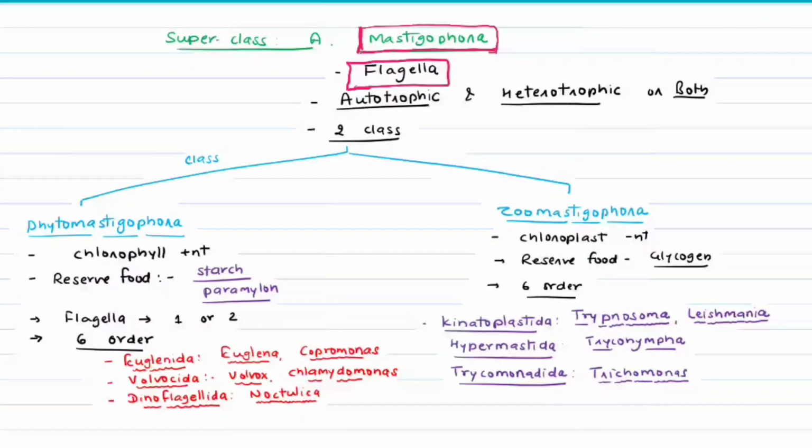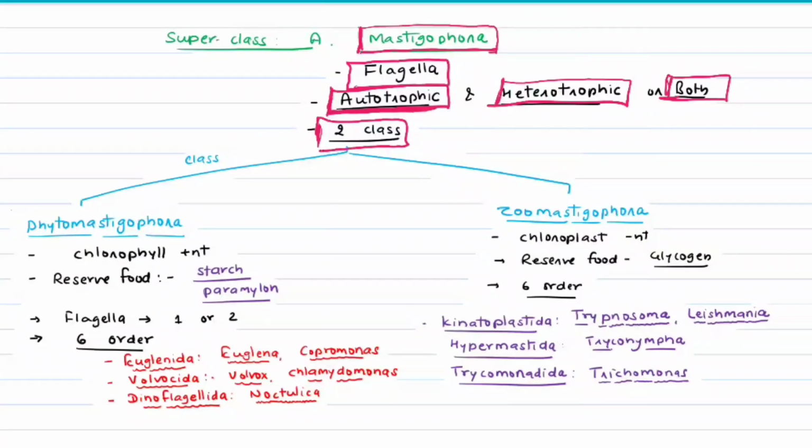And in superclass Mastigophora, the mode of nutrition may be autotrophic, or heterotrophic, or maybe both. So in Euglena, both types of nutrition occur, autotrophic and heterotrophic. On the basis of the type of nutrition, autotrophic or heterotrophic, this superclass also has two classes: Phytomastigophora and Zoomastigophora.